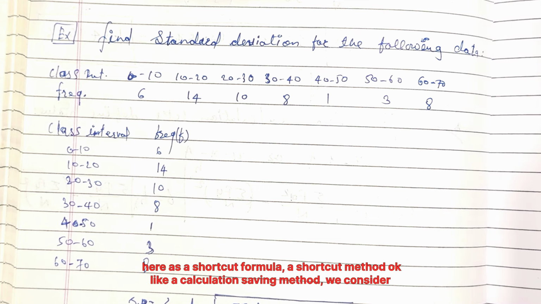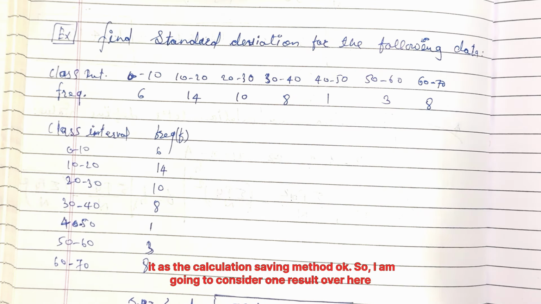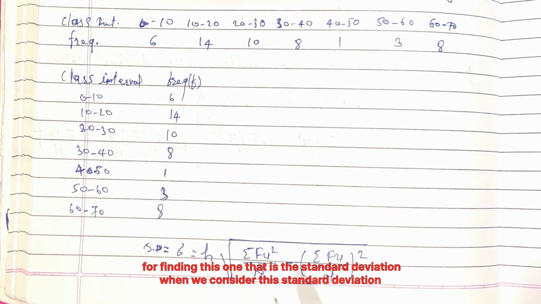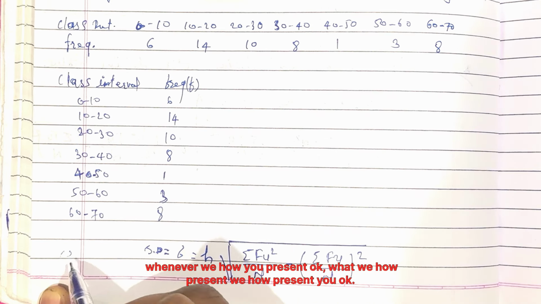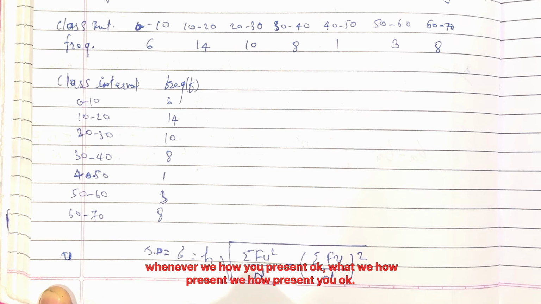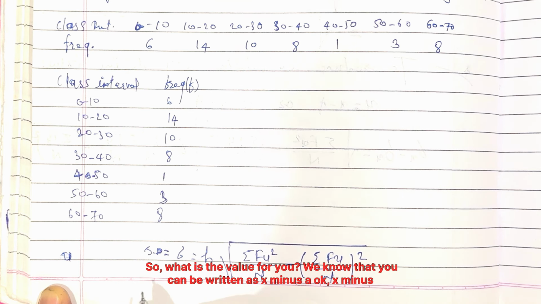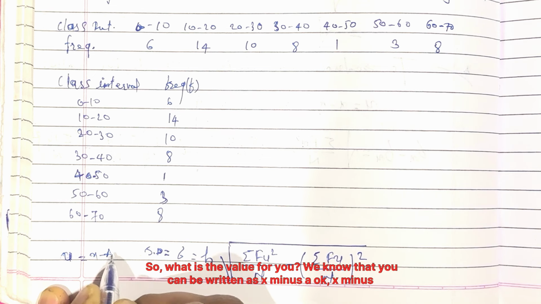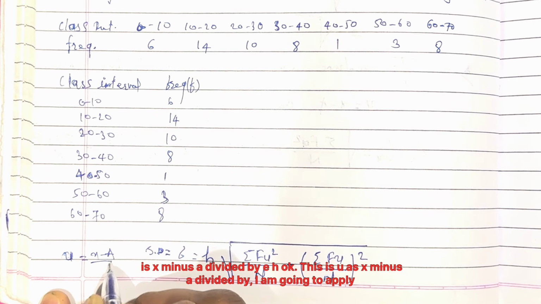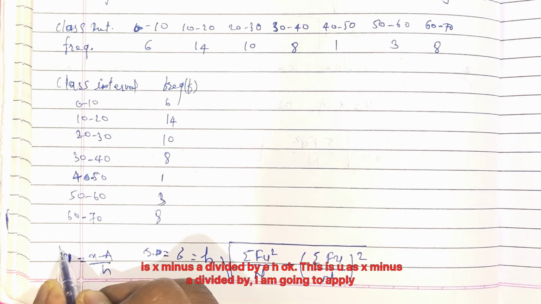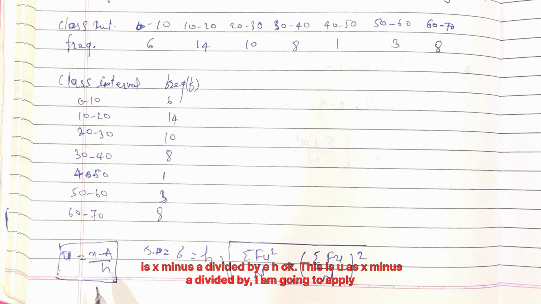So I'm going to use the shortcut method here, the calculation saving method. For finding the standard deviation, whenever we have u present, what is the value of u? We know that u can be written as x minus a divided by h. This is u, x minus a divided by h. I'm going to apply this method here.